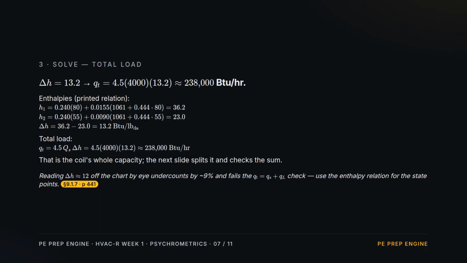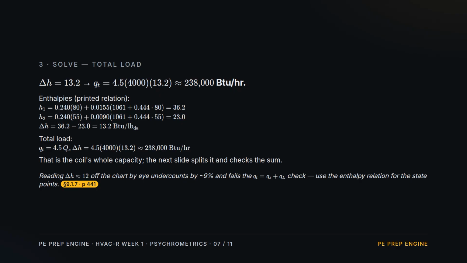Solve. Part 1. The total. Plug the two states into the enthalpy relation. 36.2 in, 23 out, a 13.2 drop. Total load is 4.5 times 4,000 times 13.2, about 238,000. That's the whole coil capacity.